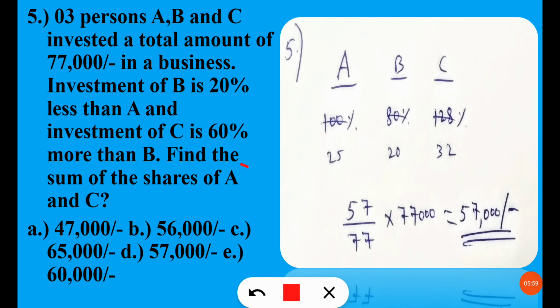We were asked to find the sum of shares of A plus C. So A plus C equals 57. Total number of shares are 77 parts. So 57 by 77 into 77,000. That is A plus C is equal to 57,000 rupees. Option D is the right answer.